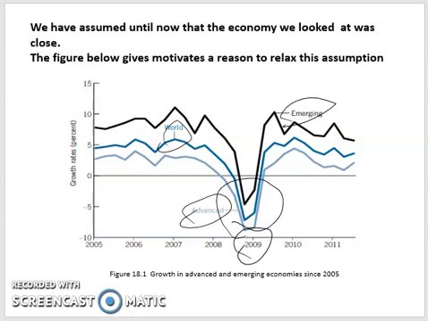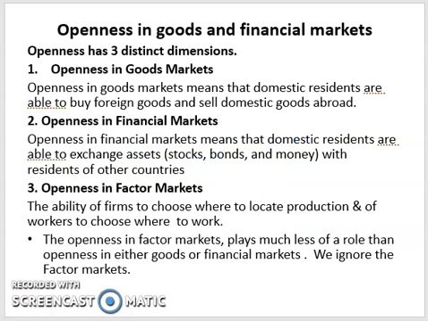Looking at this picture, it is evident that it is time to relax this assumption. So we now look at the macroeconomic implications of openness. Openness has three distinct dimensions. The first is the openness in the goods market. This is the ability of consumers and firms to choose between domestic goods and foreign goods.